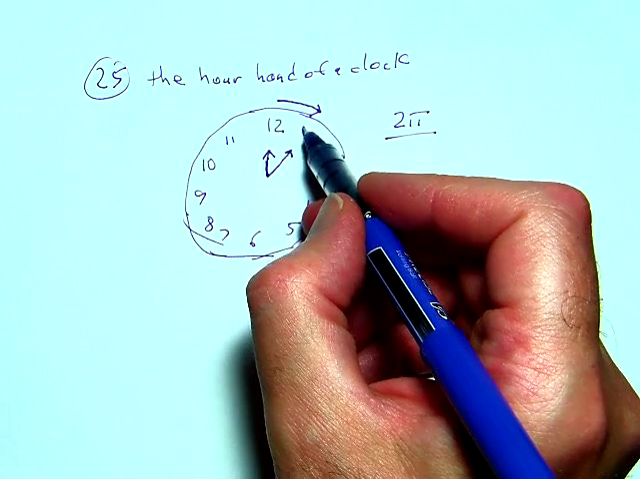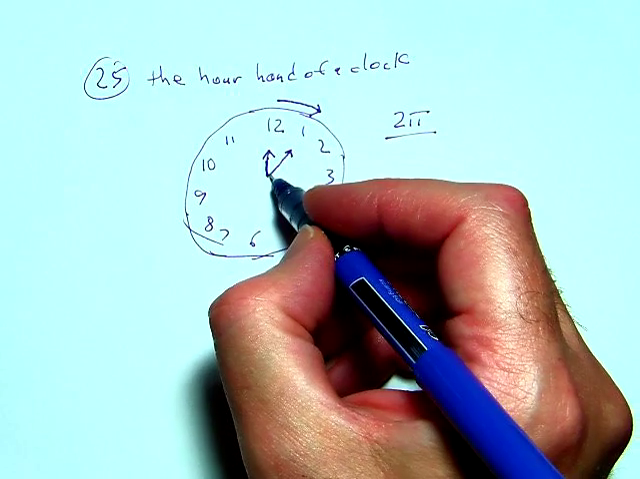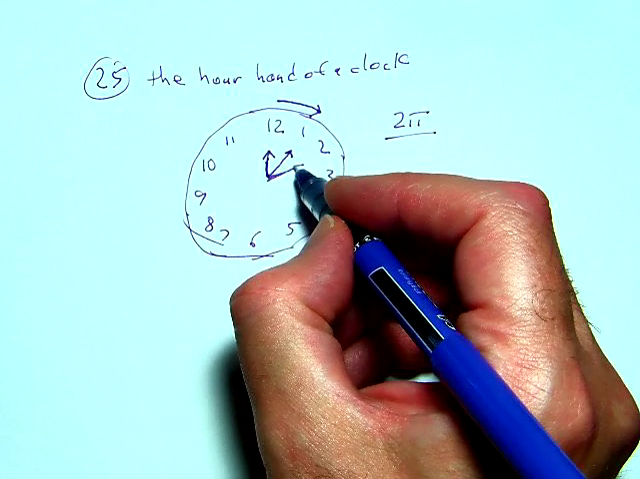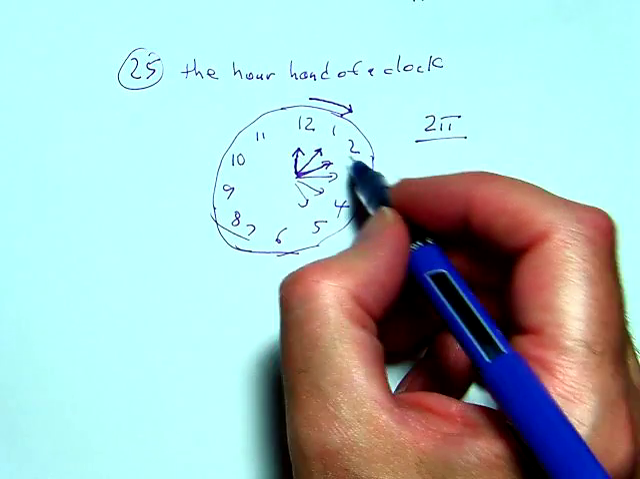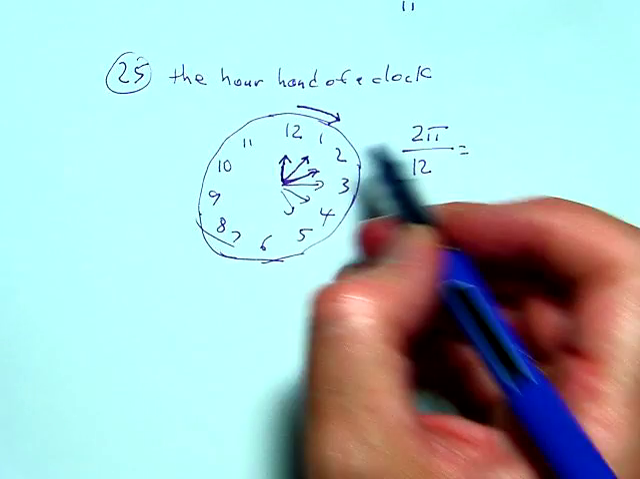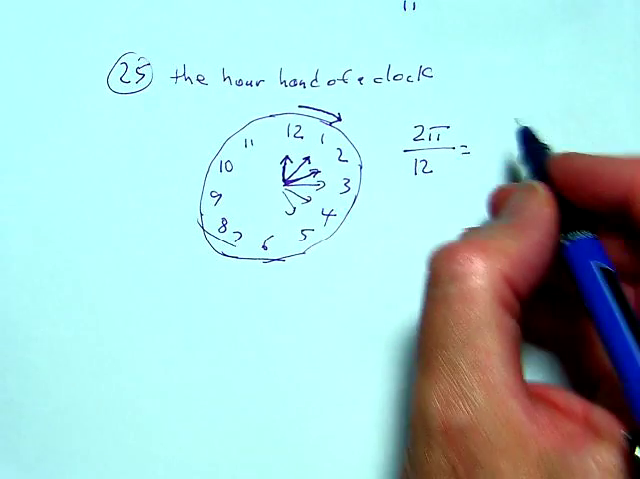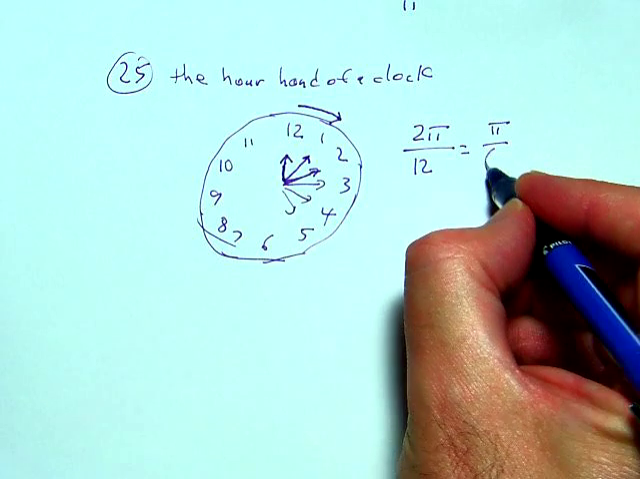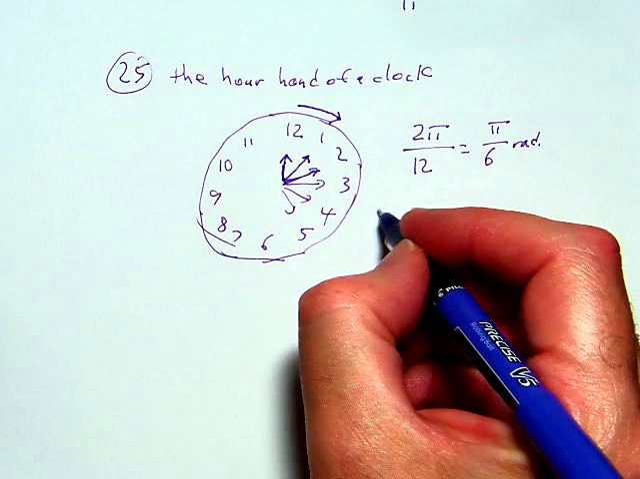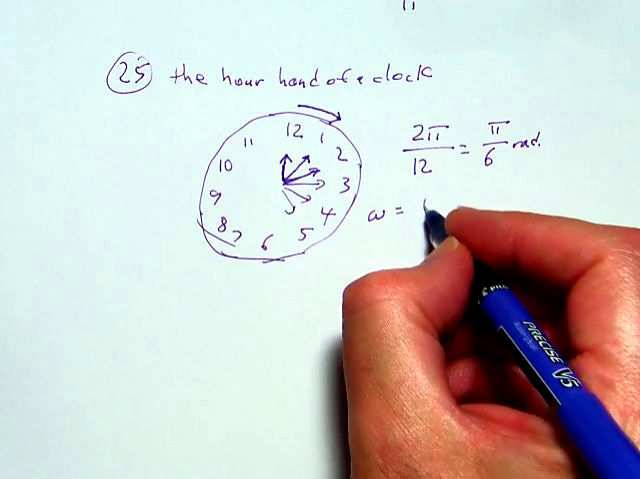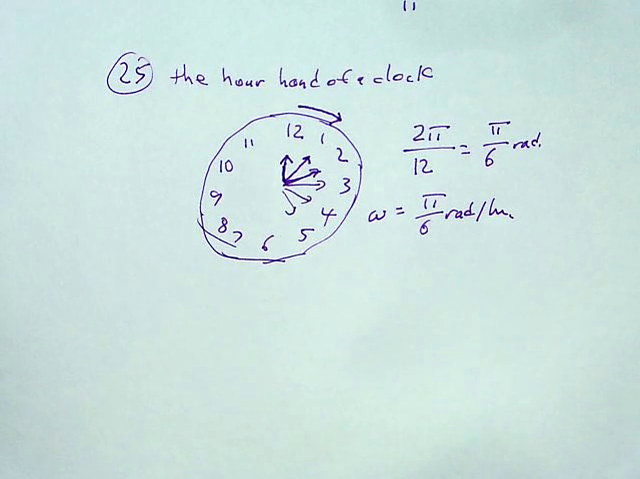So 2 pi radians is the full circle, and this is what portion of the circle? Well, from 12 to 1, 1 to 2, 2 to 3, you count them up, there are 12 equally spaced angles. So the angle that the hour hand travels in 1 hour is 1/12 of 2 pi, or pi over 6 radians. That's in an hour. So therefore, the angular velocity would be pi over 6 radians per hour. And that is the answer to 25.